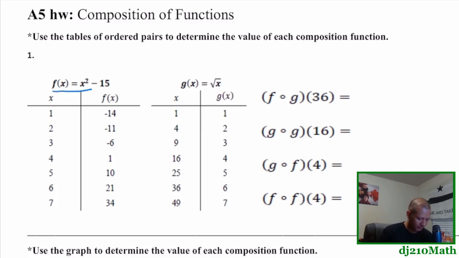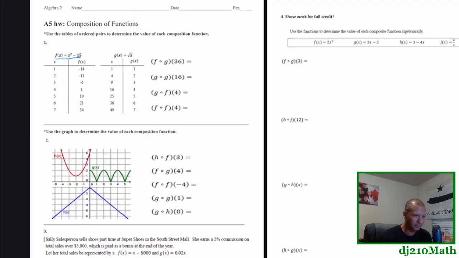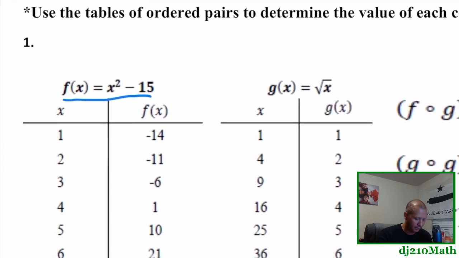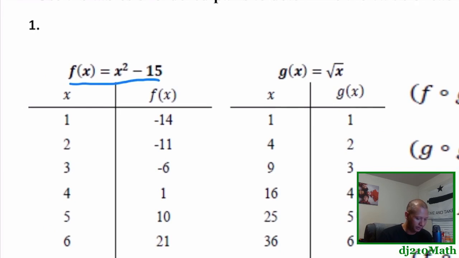So f of x is equal to x squared minus 15. And when x is a particular value, it tells us the value of the function, the y basically, the value of the function f of x. So when x is 1, f of x is negative 14. When x is 2, f of x is negative 11, so on and so forth.